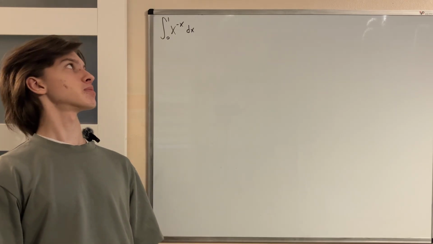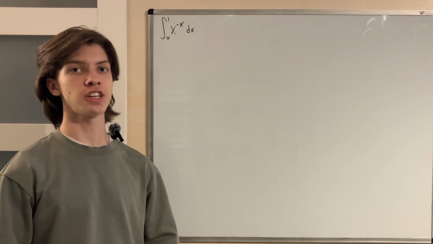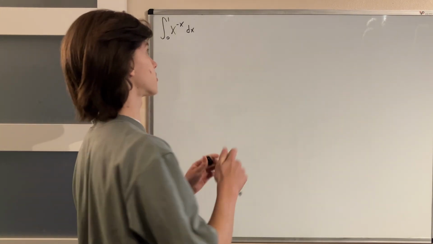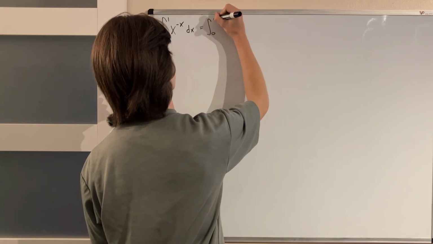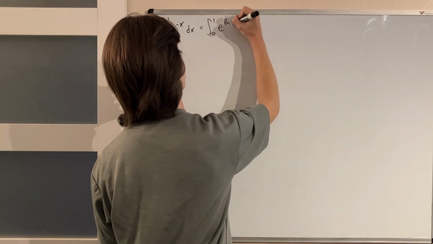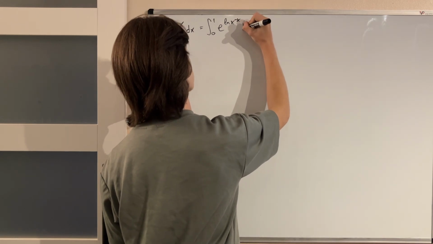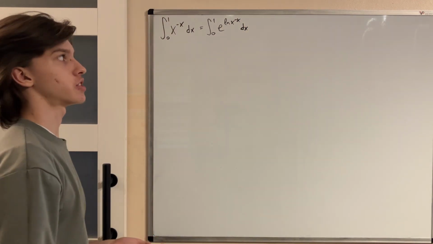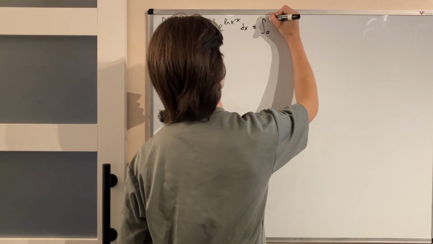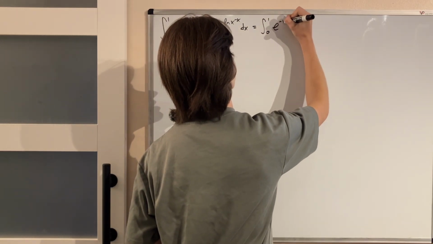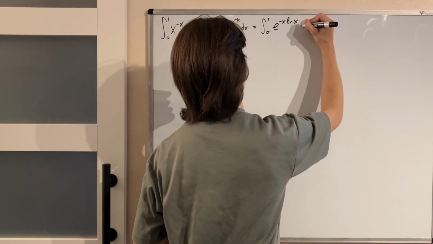Well, good things often happen in calculus when we introduce the constant e. So how about we rewrite our integrand as e raised to some logarithm? For example, e to the log of x to the minus x. Here the exponent and the logarithm cancel each other out. We can then use our properties of logarithms to write the exponent as minus x times the log of x.